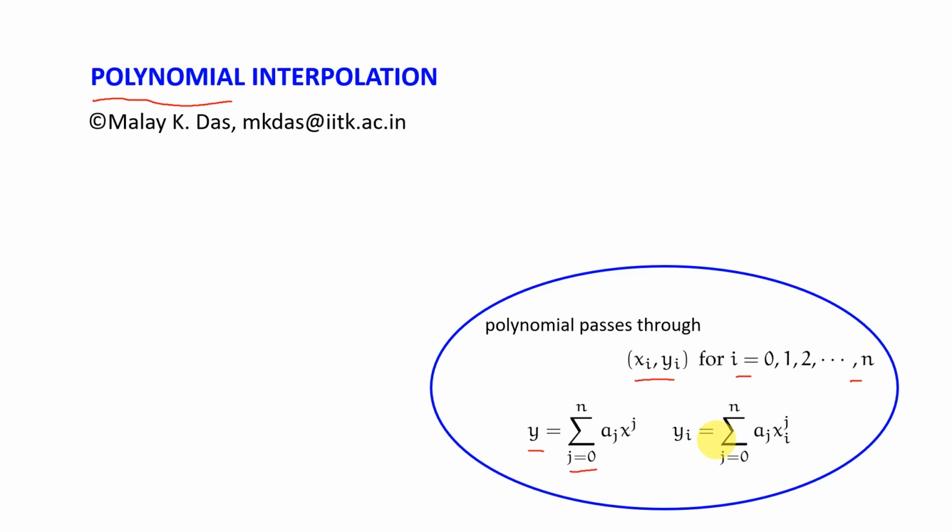The idea here is that the polynomial must pass through all the above points exactly, which means that yi must be equal to the sum of aj xi to the power j for j going from 0 to n. Now let us see how we can accomplish that.